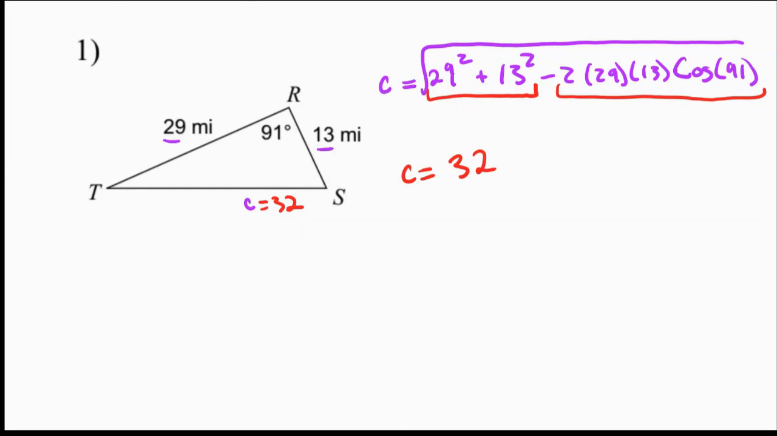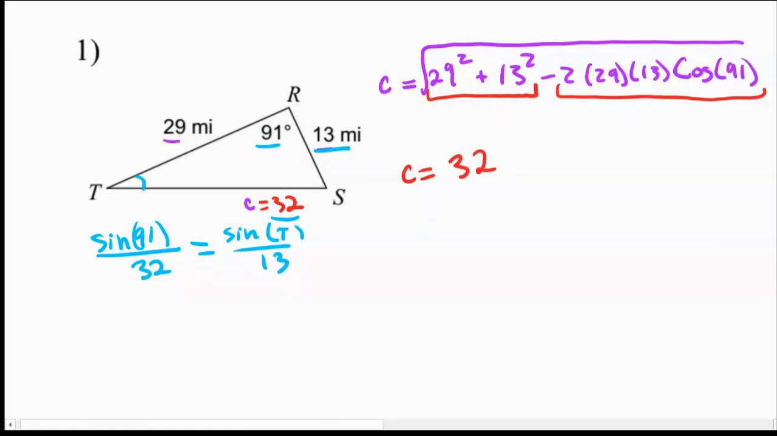Now I need an angle. So let's see here. Now I can go ahead and use law of sines to help me find an angle because I have 91 and 32. So I'm going to say sine of 91 over 32 equals, sorry, sine of something. In this case, we'll call it t over 13 because I'm looking for the opposite side of 13 here. And now I just need to solve for t.